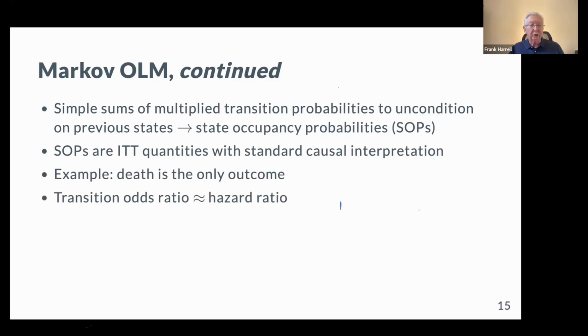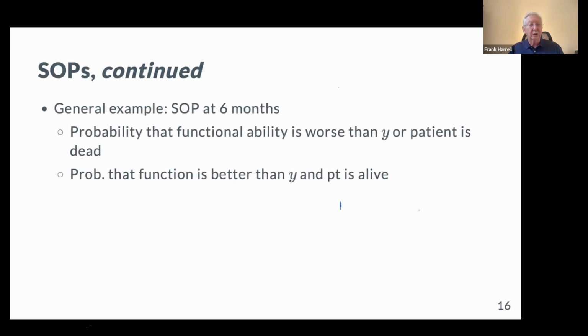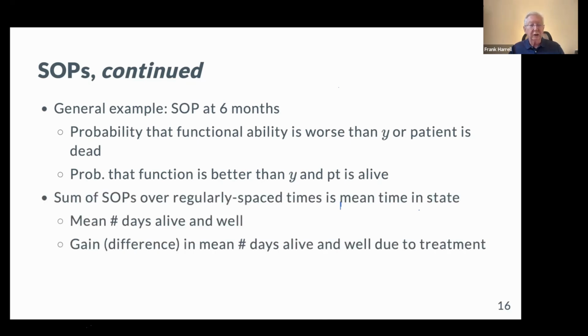If death is the only outcome, the transition odds ratio is just a hazard ratio. The state occupancy probability is the cumulative incidence of death. And so let's do a general example where we want to calculate a state occupancy probability at 6 months. So you might be calculating the probability that the patient's functional ability is worse than Y, or the patient is dead. Or you can calculate the probability that the patient has an outcome better than Y and is alive. So those would be two probabilities you might want to calculate.